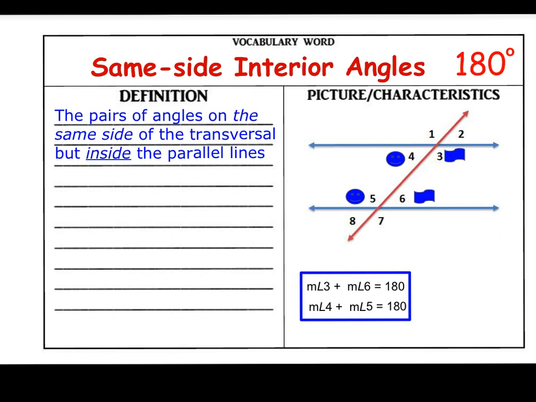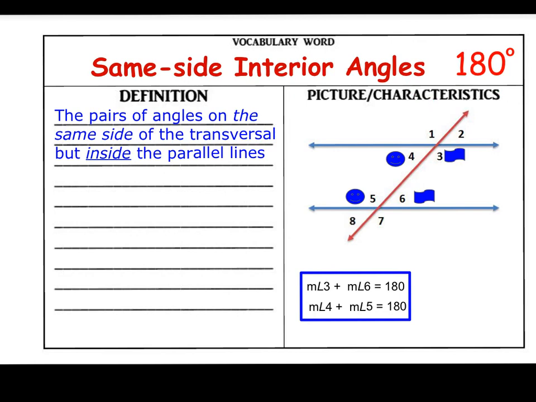Lastly, let's go ahead and look at same side interior angles. And these again are angles that are formed by a transversal, a line that cuts through parallel lines. Let's look at the definition. The pairs of angles on the same side of the transversal, but inside the parallel lines. Also, make sure you write this down as well, these angles are supplementary. These angles add up to 180 degrees.